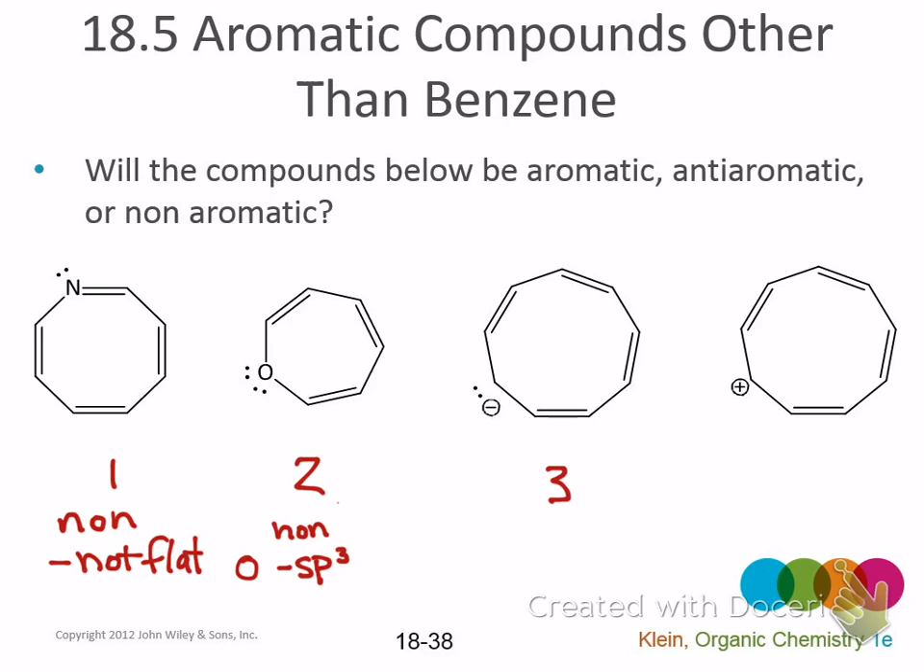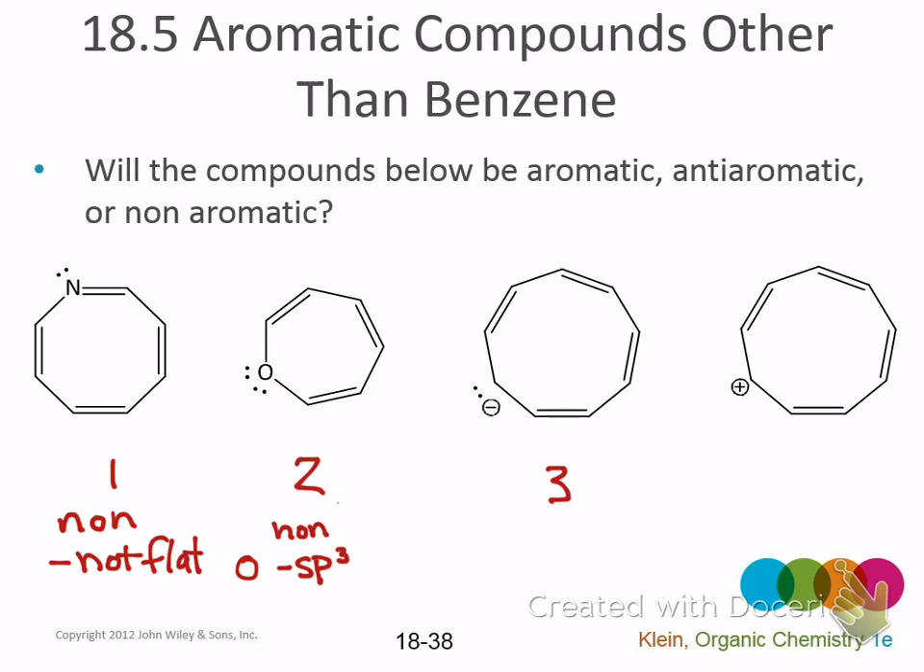What about number 3? I got a question. Yeah. So any sp3 hybridized molecule with 2 lone pairs will be non-aromatic? Unless one of the lone pairs can be involved as an odd number of electron pairs. The key is whether or not it's going to have an odd number or an even number.